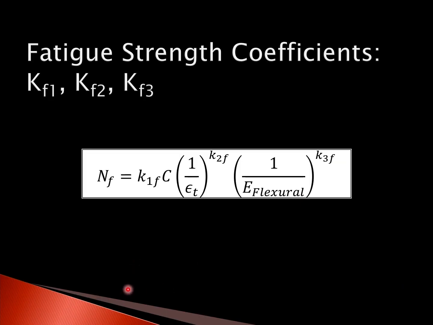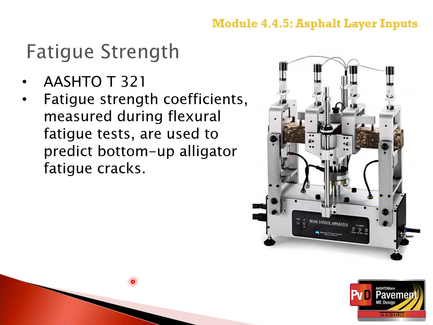This section now focuses on measuring the fatigue strength of asphalt mixtures and deriving the fatigue strength coefficients of the lower or asphalt base layers. The fatigue strength of asphalt mixtures is measured in accordance with AASHTO T321 using the bending beam fatigue test. The fatigue strength coefficients that are entered in the PMED software are derived from the measured fatigue strength over a range of temperatures and tensile strain levels.